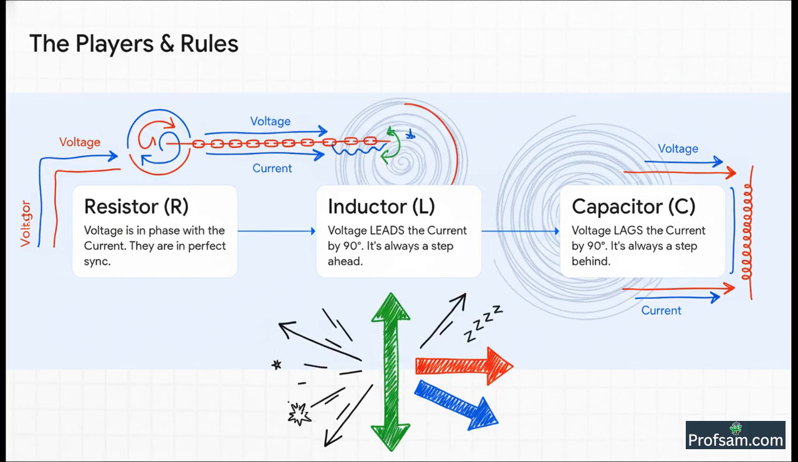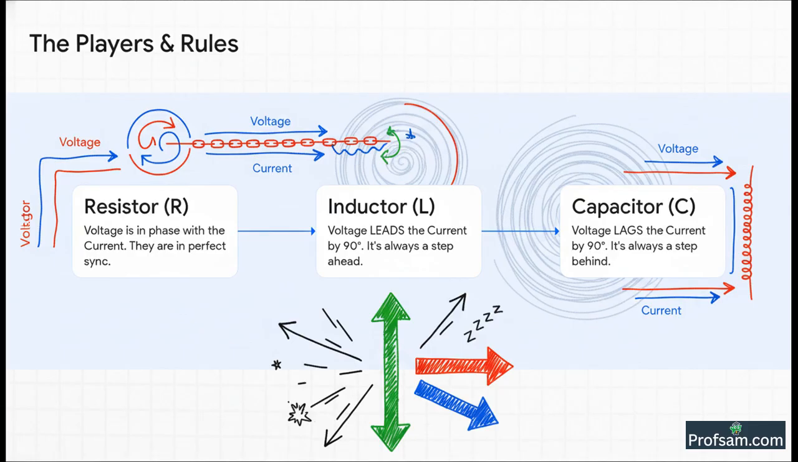First up, we have the resistor. He's a simple, straightforward teammate. His voltage walks perfectly in step with the current. Then comes the inductor, who's like the team leader. Its voltage is always 90 degrees ahead of the current. And finally, the capacitor, who's a bit lazy. Its voltage always lags behind the current by 90 degrees.